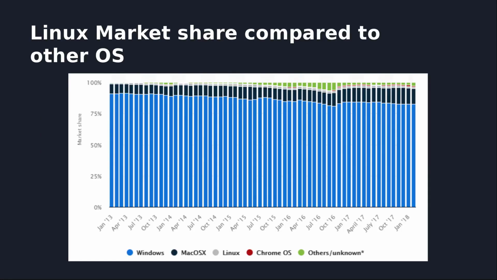so it doesn't support real-time systems. And now this is the Linux market share compared to other OSs. As you can see, the blue is Windows, which is the head of the market. The dark blue or black is Mac OS, which is in a respectable second. Linux, what we are talking about, is actually in fourth, because the unknowns, which is the green, are in third, and Chrome OS is in fifth place.